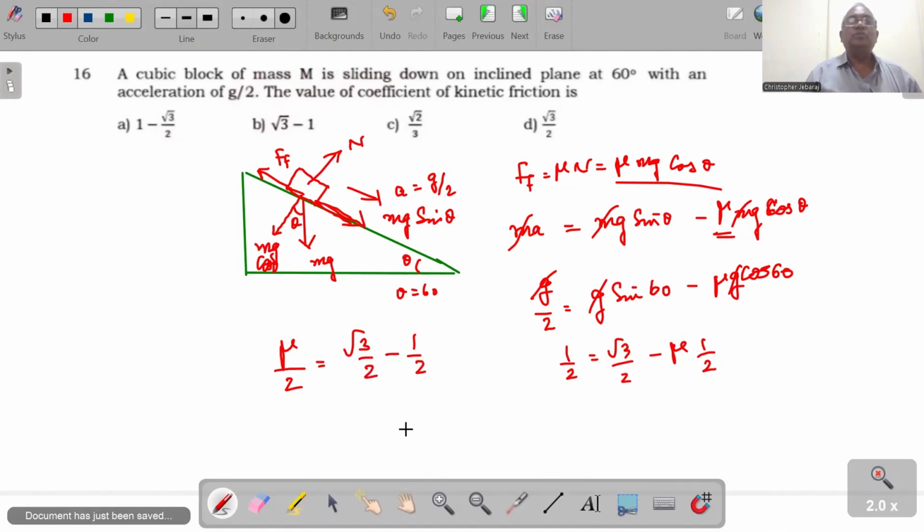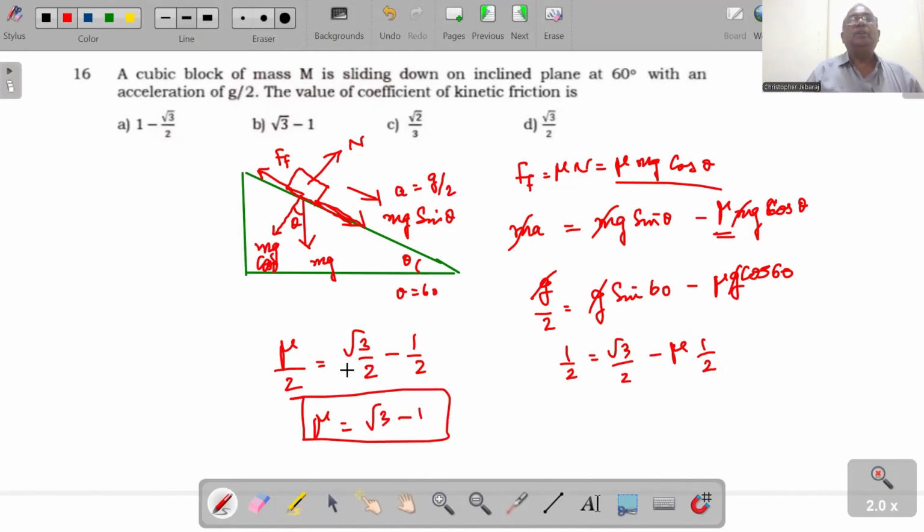Okay. So half can be taken out common and it can be cancelled. So mu will be equal to root 3 minus 1 is the answer. Okay. So the coefficient of friction is root 3 minus 1 is the answer.